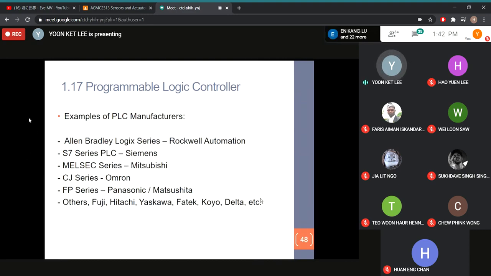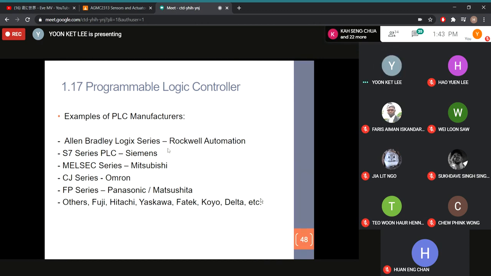So for the brands in the market, they have a lot. For example, AB, Allen Bradley, which is invented by Rockwell Automation. This is from America. It is one of the market leaders. And then we have a Siemens brand from Germany. That is the S7 series PLC. From Japan, we have Mitsubishi. Omron also from Japan. Panasonic. So others like Fujitsu, Hitachi, Yaskawa, Fatek, Koyo, Delta. A lot of brands, they have their own controller.